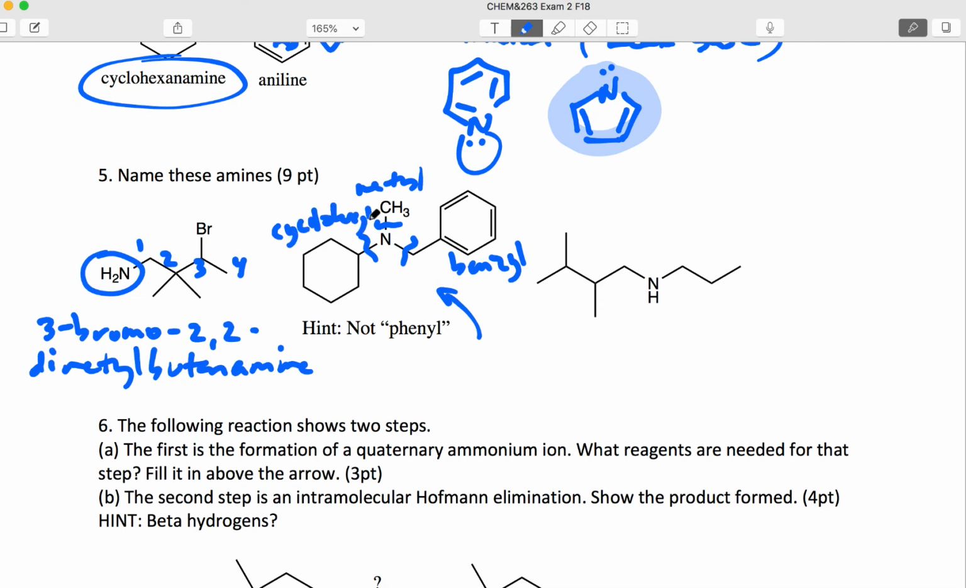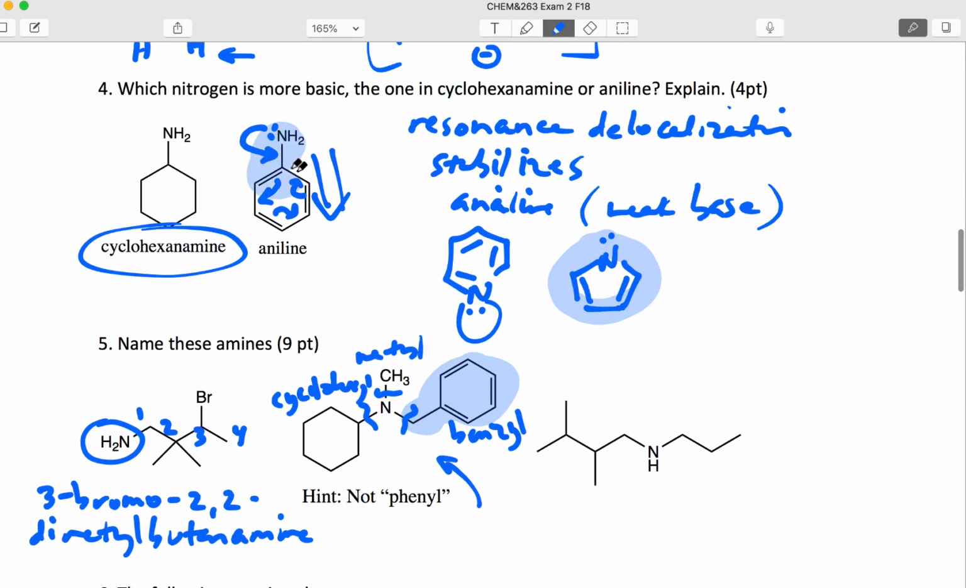Now, some of you called this aniline. Unfortunately, this is not aniline. Aniline is this, where the nitrogen is directly attached to the ring.